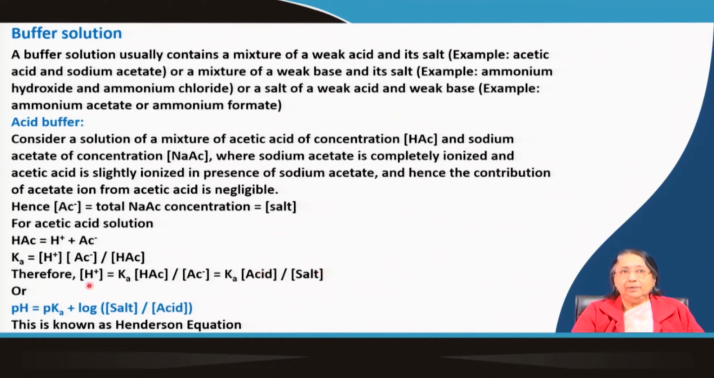Now, if we take the logarithm term, then minus log of H plus ion concentration, minus log of Ka, which is nothing but pKa, and minus log of H plus concentration is nothing but pH. So, pH becomes pKa plus log of salt by acid, this will be just reversed. This is known as the Henderson equation.